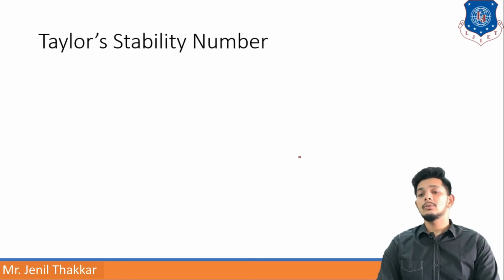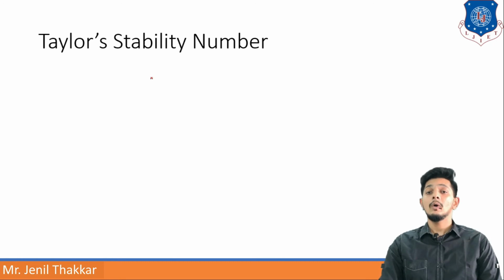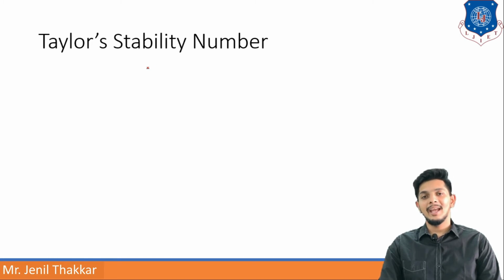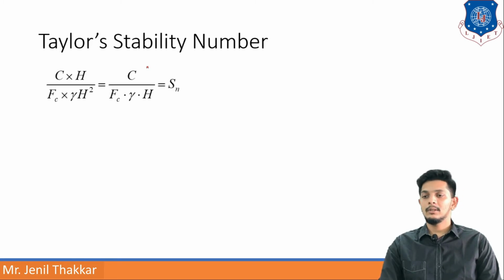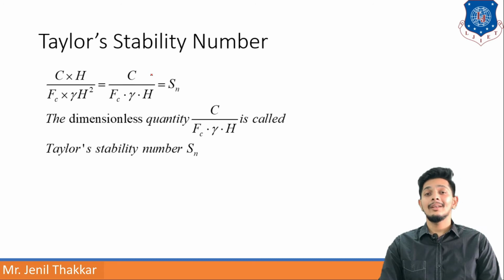Moving on further to Taylor's stability number. According to this theory, the force which is resisting the failure is dependent on C into L, cohesion into length, and the force causing instability in the slope is dependent upon gamma into H square. So Taylor gave this equation: C upon Fc gamma H is equal to Sn, where the dimensionless quantity C upon Fc gamma H is called Taylor's stability number.